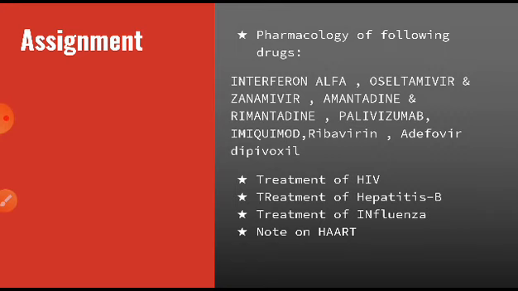Here also you have some assignments which come under different categories of drugs: interferon alpha, oseltamivir and zanamivir, amantadine and rimantadine, palivizumab, imiquimod, ribavirin, adefovir and adefovir dipivoxil. So please make a note that these are very important drugs, right? And for interferon alpha, maybe you can get a 5 marks question on it.